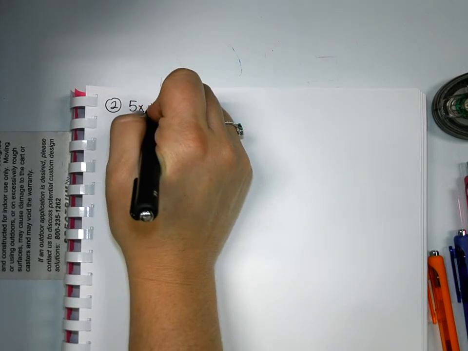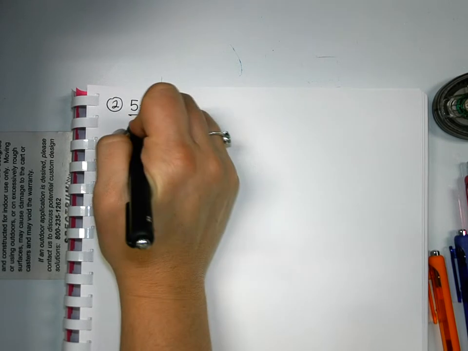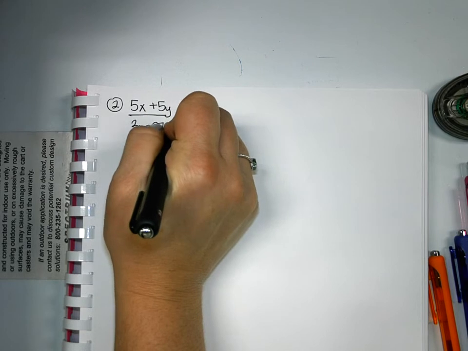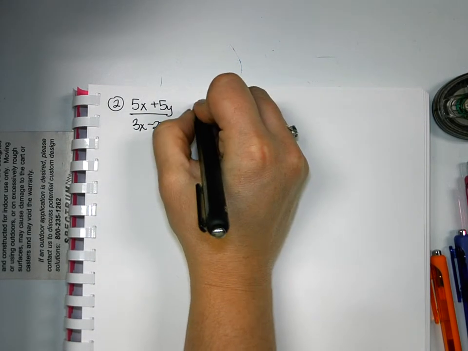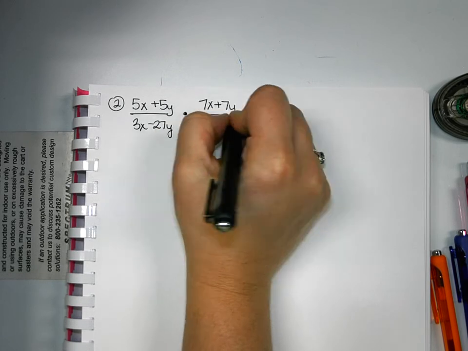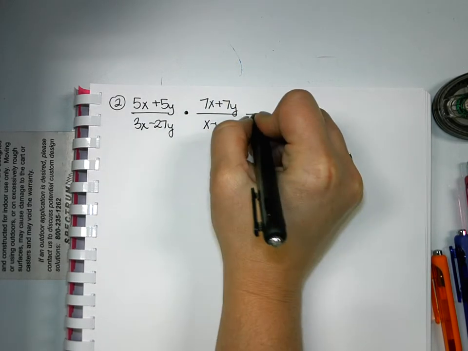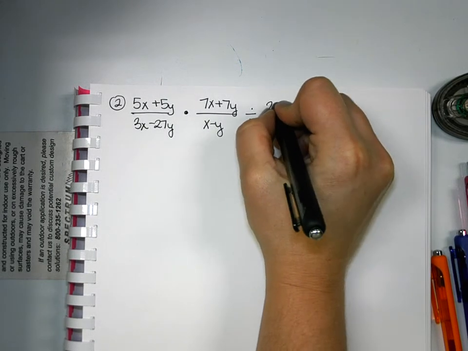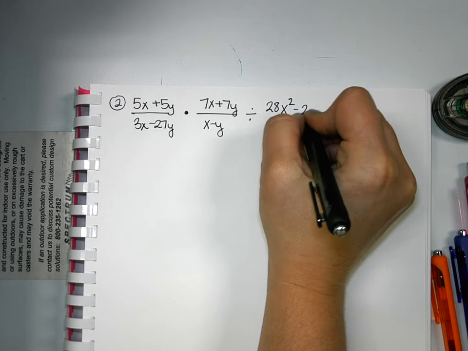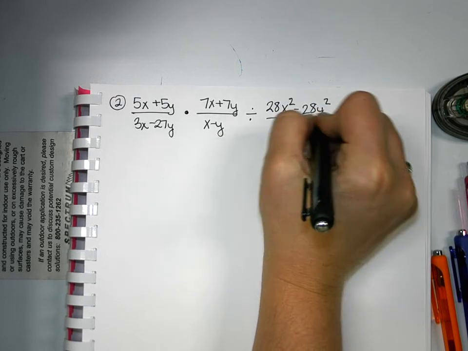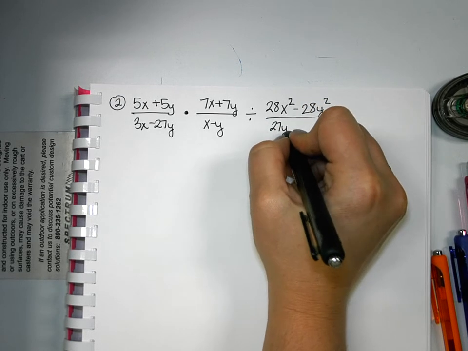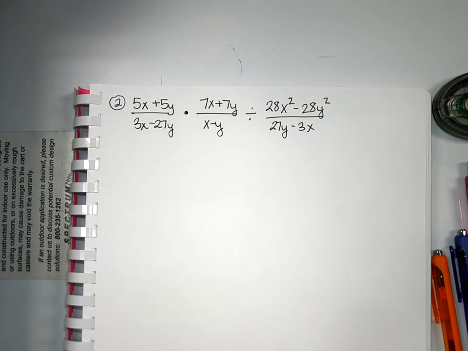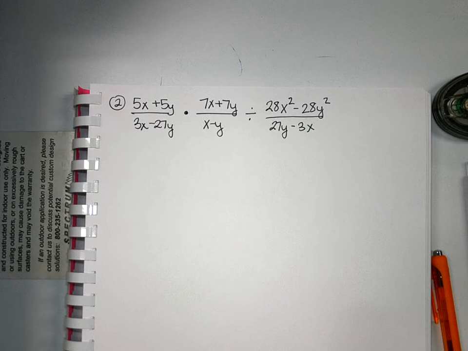So we have 5x plus 5y over 3x minus 27y times 7x plus 7y over x minus y divided by 28x squared minus 28y squared over 27y minus 3x. So here we have 3 rational expressions that are being combined by multiplying and dividing. So just like in the simplifying, we start by factoring each polynomial.